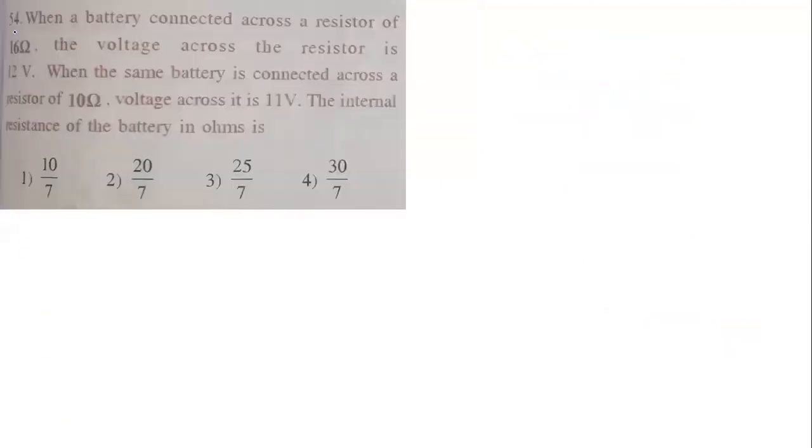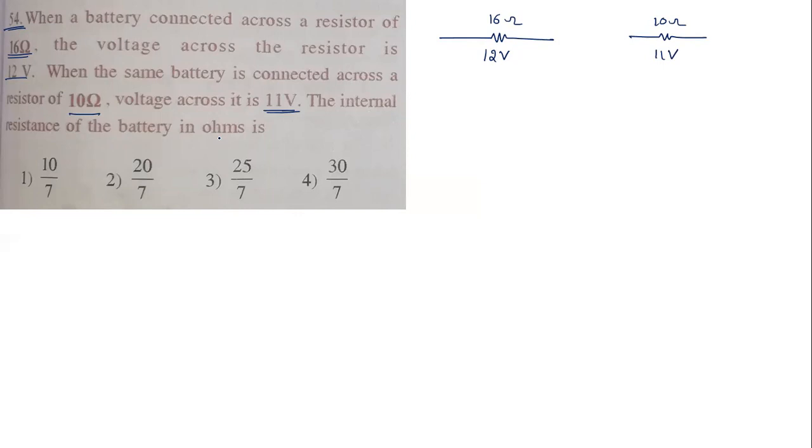Question number 54. What is the question asking now? When a battery is connected across a resistor of 16 ohm, the voltage across the resistor is 12 volt. Okay, let us draw a simple diagram. We connected 16 ohm and the potential drop is 12 volt. When the same identical battery is connected across a new resistor of 10 ohm, the voltage drop is 11 volt. Then they ask me to find the internal resistance of the battery.